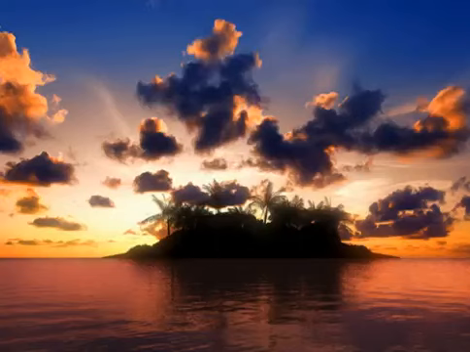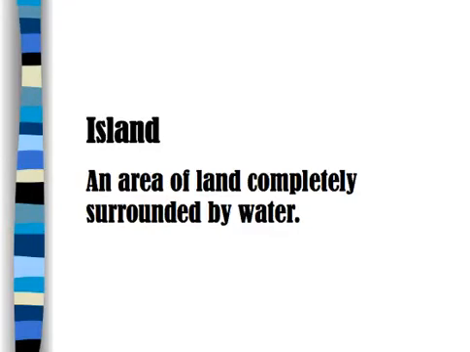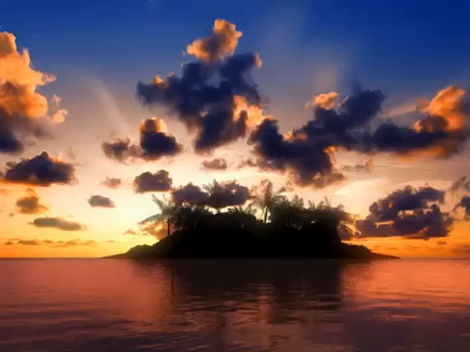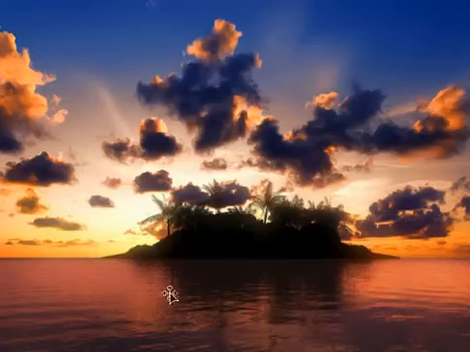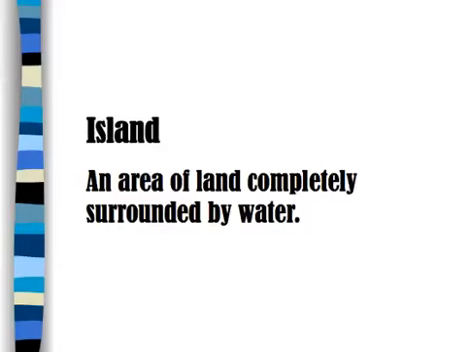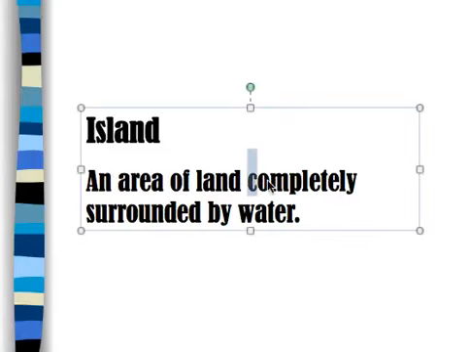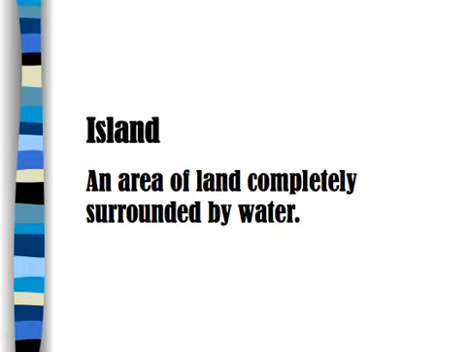If you said an island, you're correct. Now, an island is an area of land completely surrounded by water. An area of land completely surrounded by water. And let's highlight, once you're done, completely surrounded water. Please, of course, feel free to pause the video or go back. Otherwise, we're going to keep going.